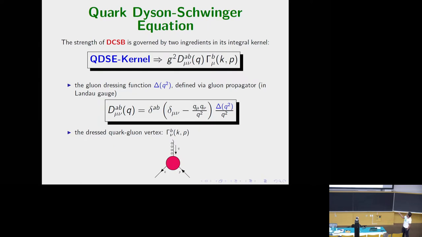The gluon dressing function is defined via the gluon propagator. Okay, again, the main idea here is to gain additional insight into dynamical chiral symmetry breaking by studying the quark Dyson-Schwinger equation for different gluon interaction and quark-gluon vertex ansatz, which I'm going to describe briefly in the next couple of slides.